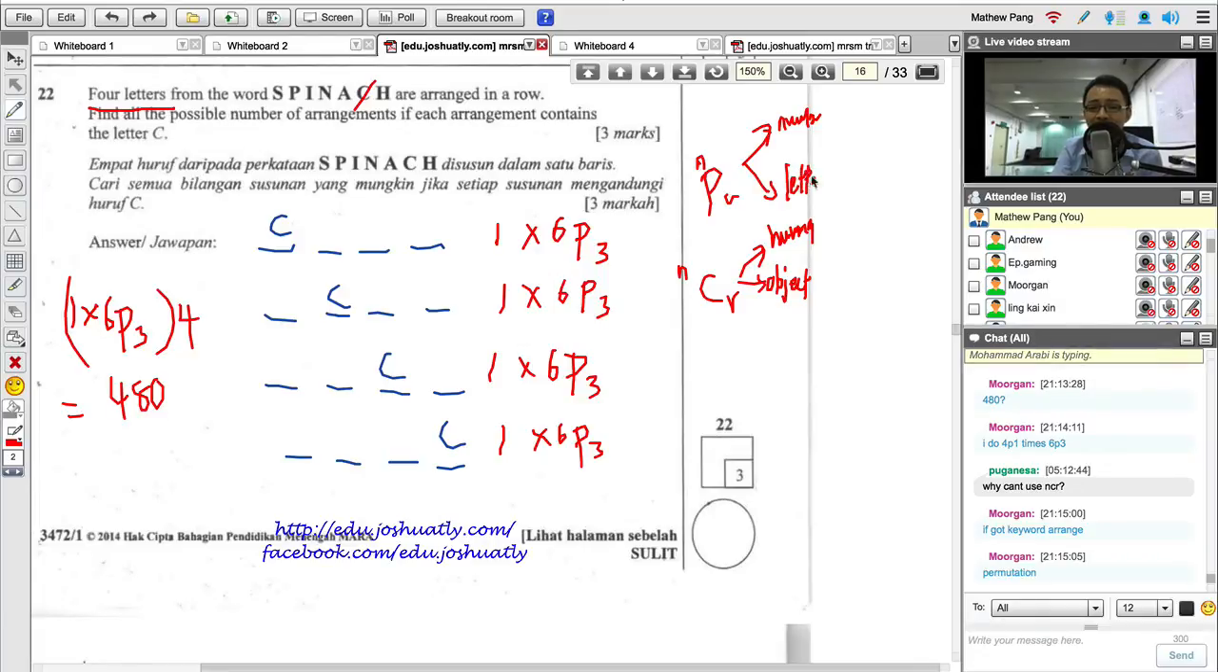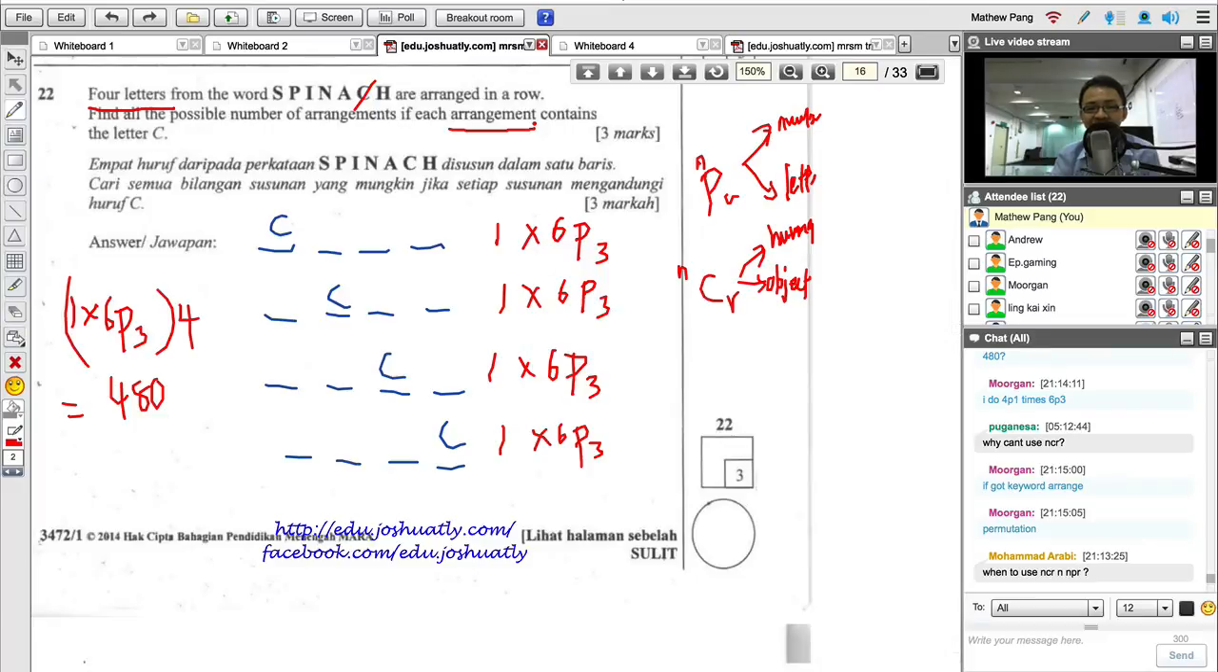Yes, you can think like this. If you see the keyword arrangement, you can use P. When to use nCr and nPr? This one I just explained. You use nPr when the arrangement is very important. Most of the time in the question they will mention arrangement, so you have to use P.